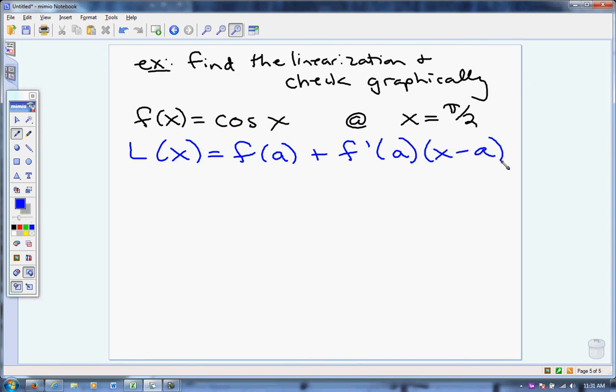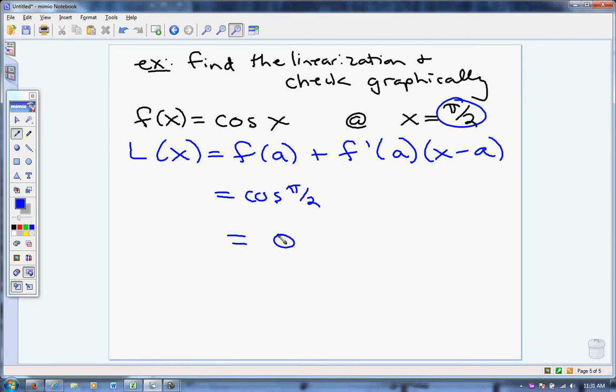It's a good formula to learn. It comes in handy a lot of times, and it does show up on the exam. So what is my a? Isn't it pi halves? So this is going to be the cosine of pi halves here. And what is the cosine of pi halves? 0. All right, so this is going to be 0 here at the beginning.